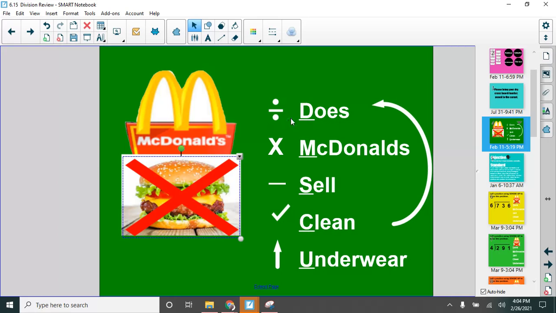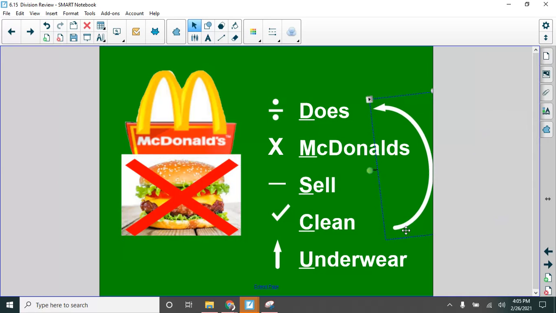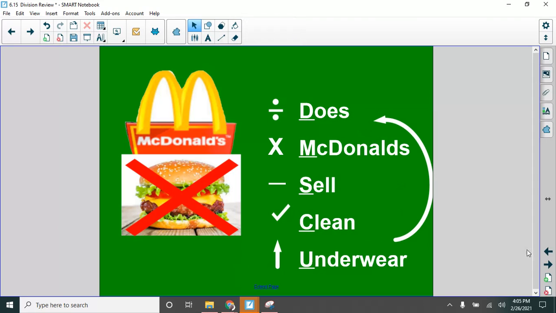Remember, D for divide, M for multiply, S for subtract, C for check, and then underwear. Does McDonald's sell clean underwear? U for up. Then, like the arrows, when we get down here to the bottom, it goes back up to the top. We just start over again.